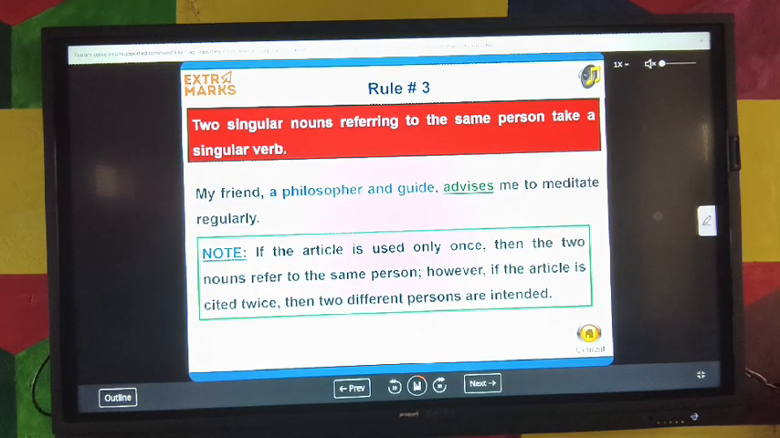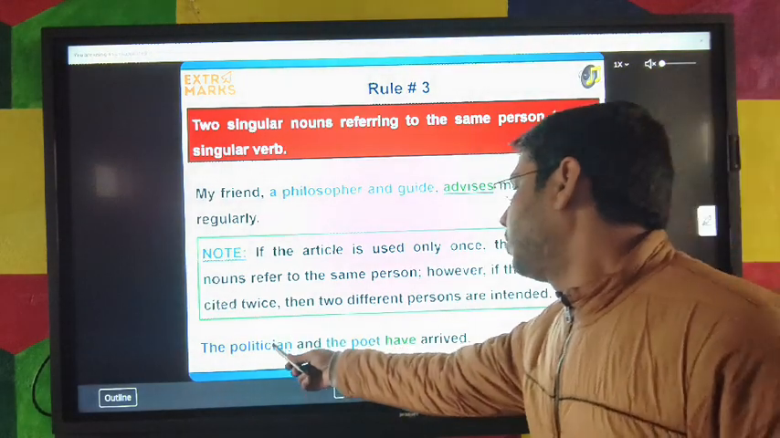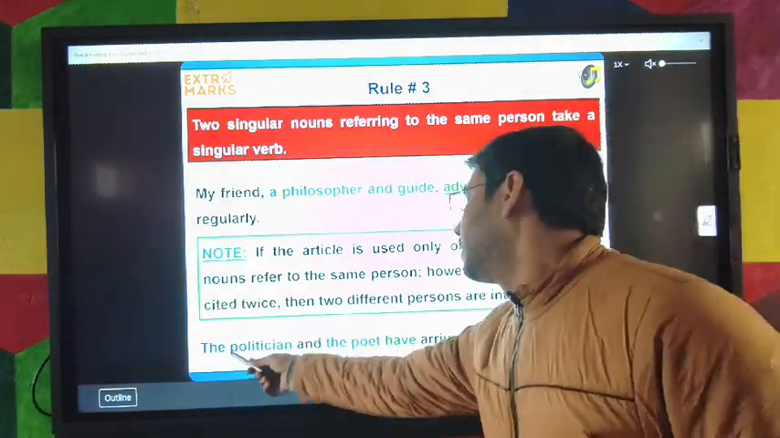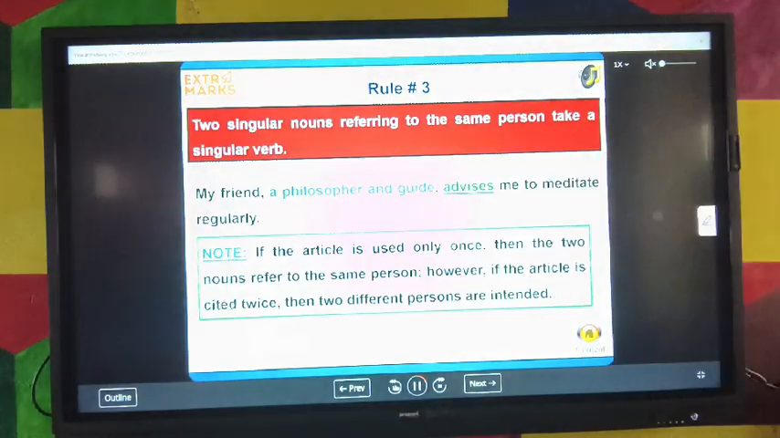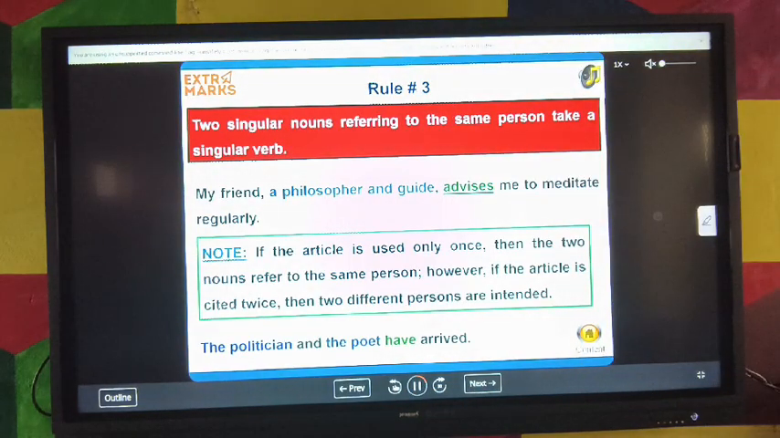We have to see the article. If the article will be used more than once, then we will use a plural verb. Here, the politician and the poet: the article has been used two times, so we will use the plural verb.